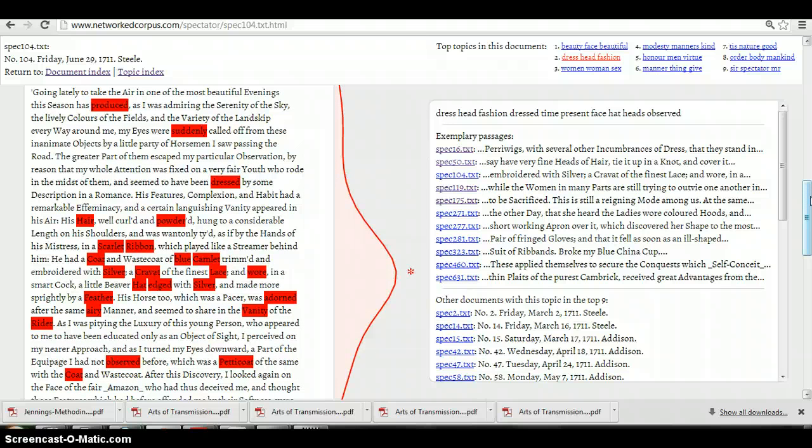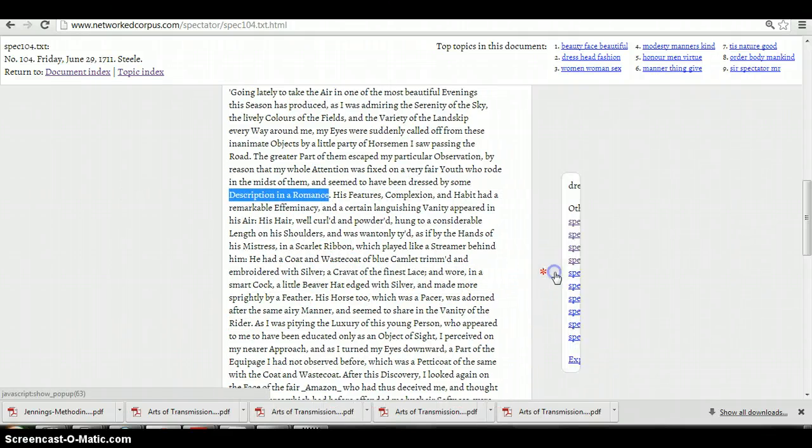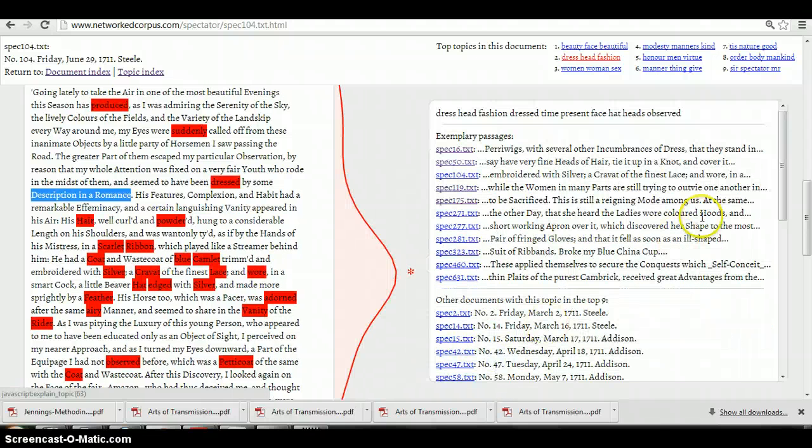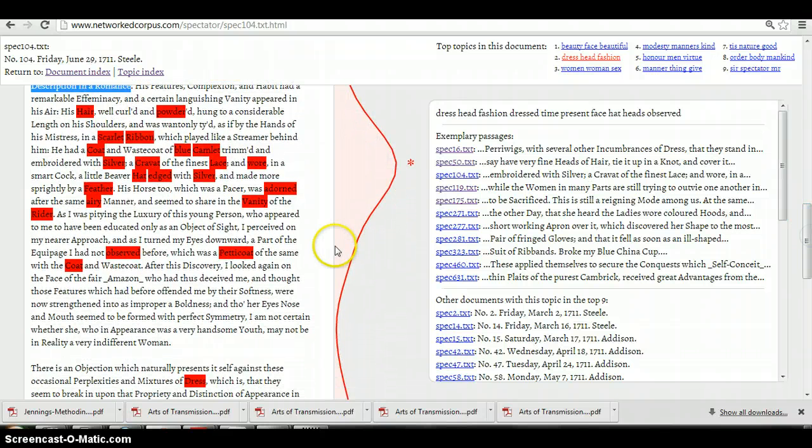In this letter written to the Spectator, we see a description of a hunting party or a party of horsemen that rides by, where the describer actually can't recognize what this person is. At first, he believes it's a fair youth from a description in a romance. It describes a powdered wig, scarlet ribbon, coat and waistcoat. But as the person approaches, he comes to believe that it is actually a woman who deceived him.